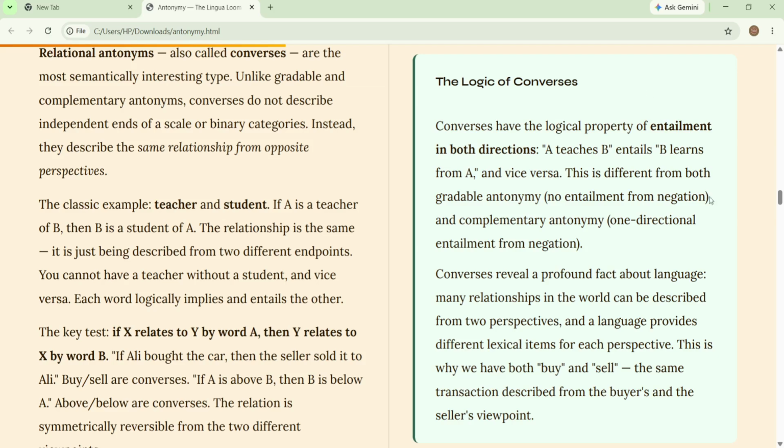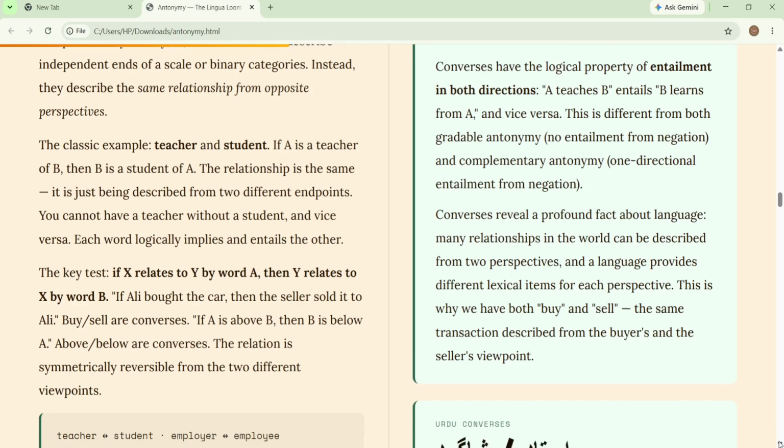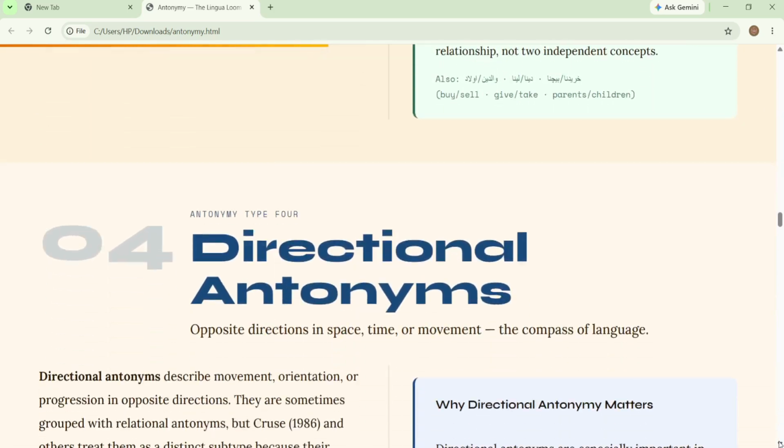So let's look at the logic of converses. Converses have the logical property of entailment in both directions. A teaches B entails B learns from A, and vice versa. This is different from both gradable antonyms and complementary antonyms. Converses reveal a profound fact about language. Many relationships in the world can be described from two perspectives, and language provides different lexical items for each perspective. This is why we have both buy and sell, the same transaction described from the buyer's and seller's point of view. So let's move forward.